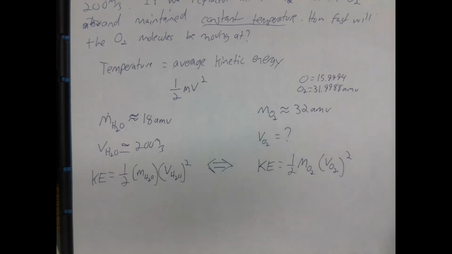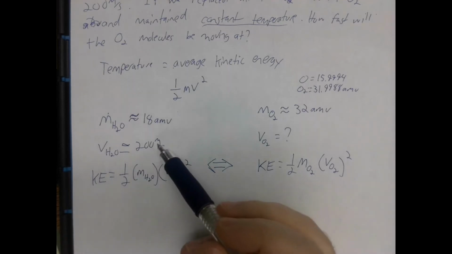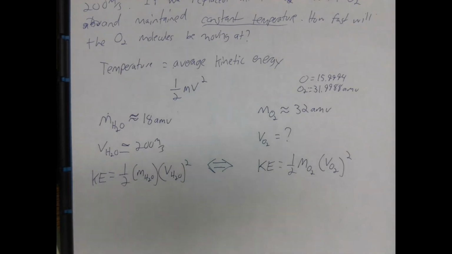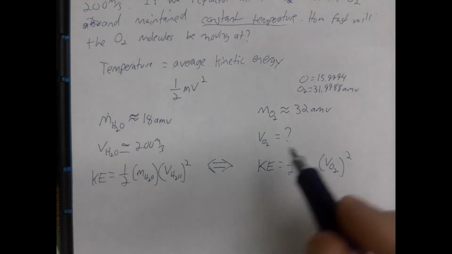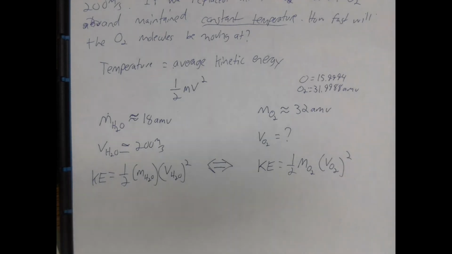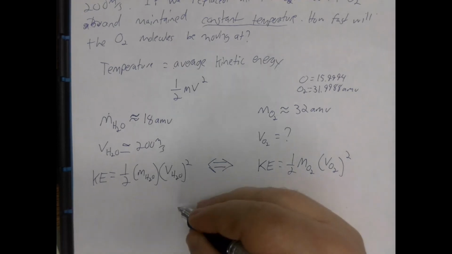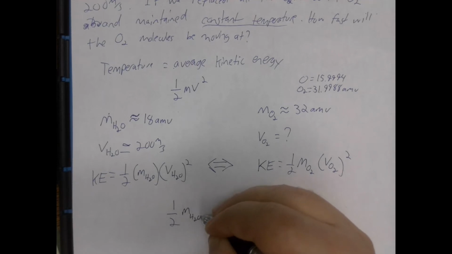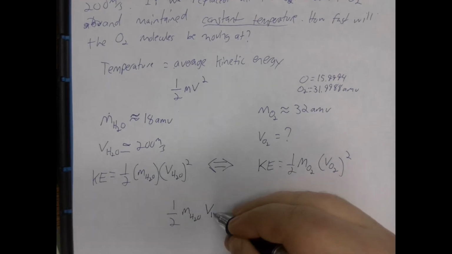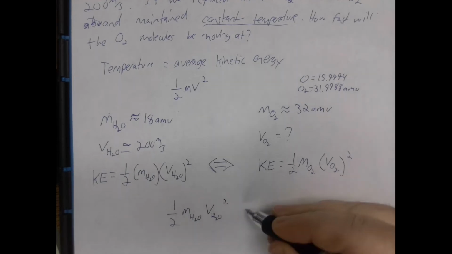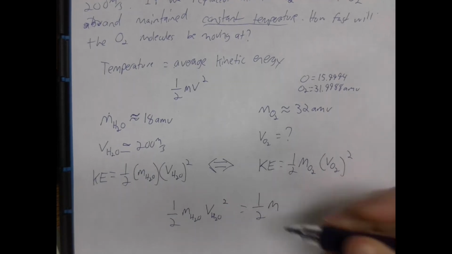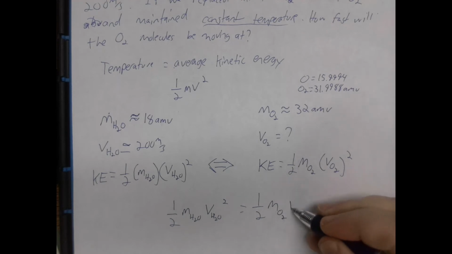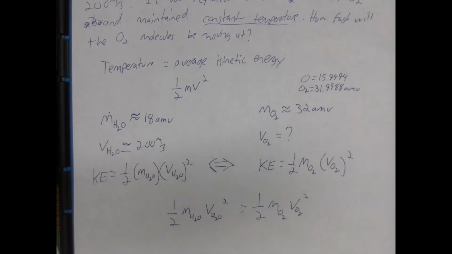So if this is at the same temperature as that, the average kinetic energy must be equal. That means we can set these two things equal. So 1/2 times the mass of a water molecule times the velocity of a water molecule squared has to equal 1/2 times the mass of an O2 molecule times the velocity of an O2 molecule squared.